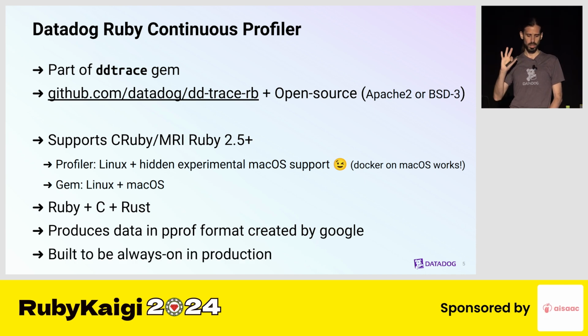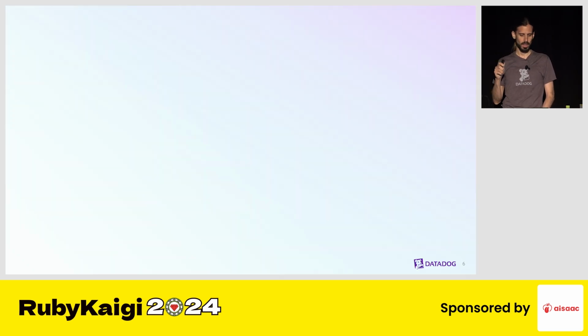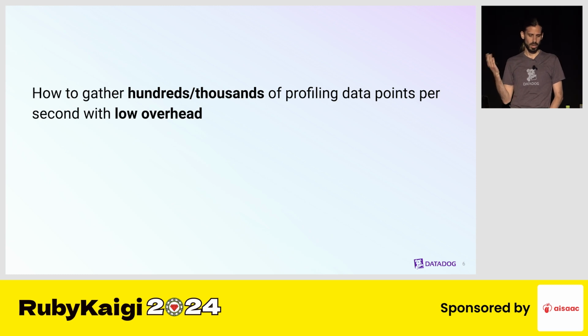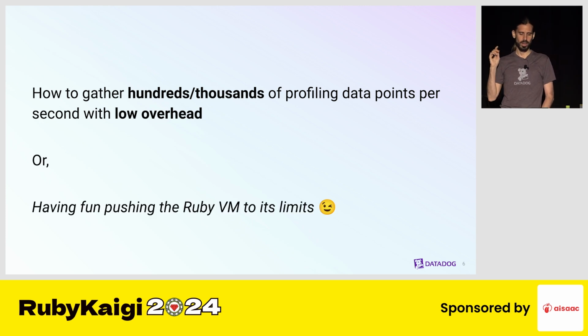And the key thing is that it's built to be always on and in production, and this is the distinguishing feature of this profiler. An alternative title for this presentation could have been how to gather hundreds or thousands of profiling data points per second with low overhead, or how profiler authors get to have fun pushing the Ruby VM right to its limits, and sometimes beyond.